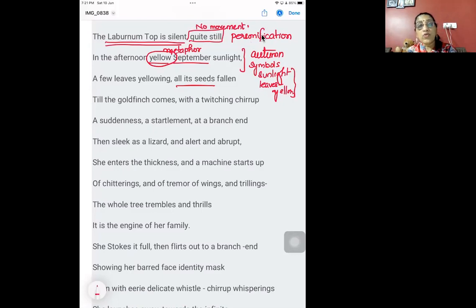Till the goldfinch is a beautiful bird, comes with a twitching chirrup. Chirrup is chirruping. With a chirping sound she suddenly reaches there, and as soon as she arrives, there is noise over the tree. A sudden startlement. It's an alliteration. Startlement means shock. Suddenly there is a sound.